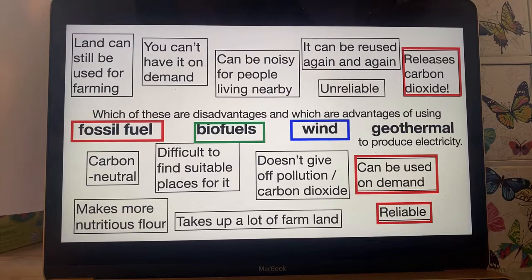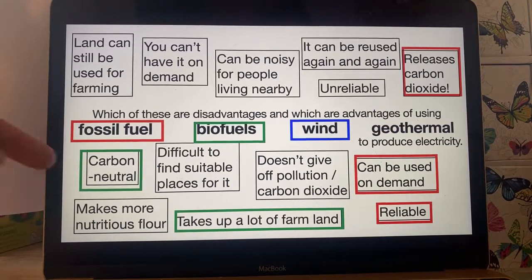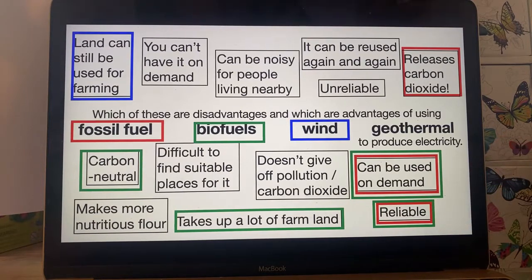Biofuels. Well, they are carbon neutral. So they take in carbon dioxide and then they give it out. So overall, there's sort of no effect. But they do take up loads of farmland. But they can be used on demand, and they are pretty reliable as well.